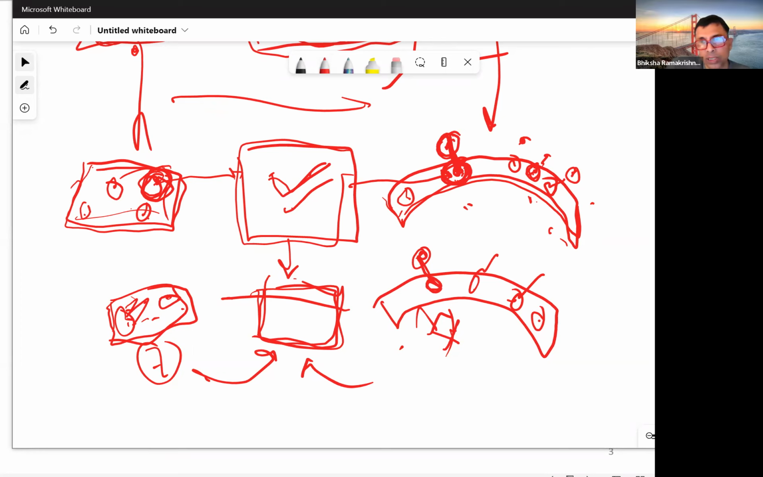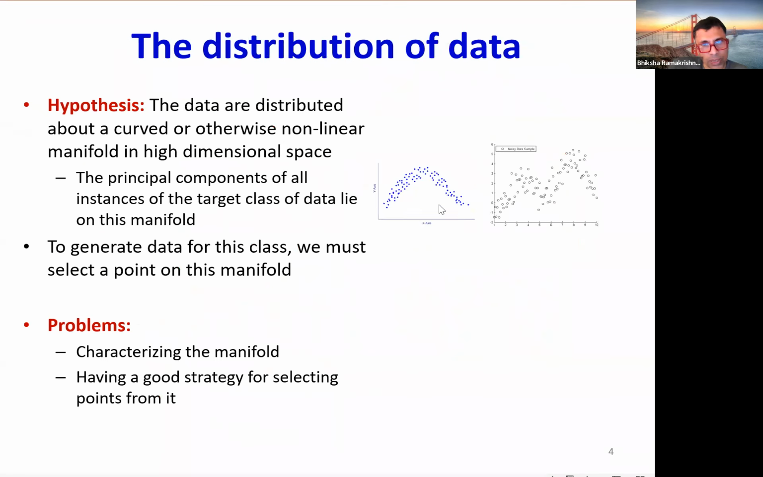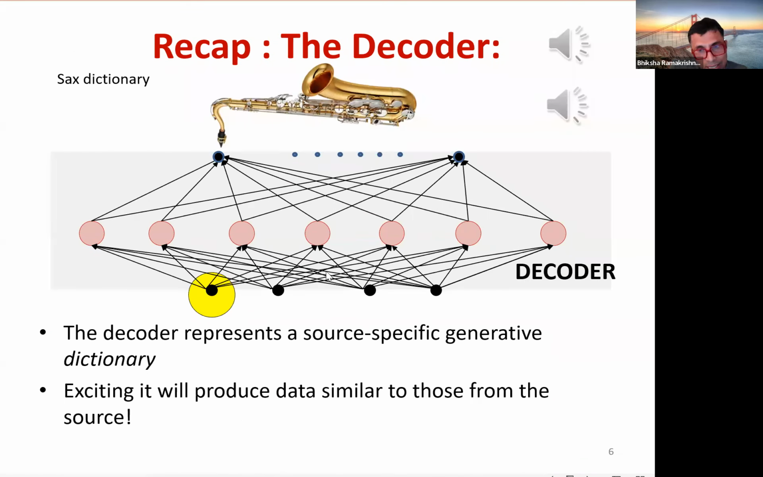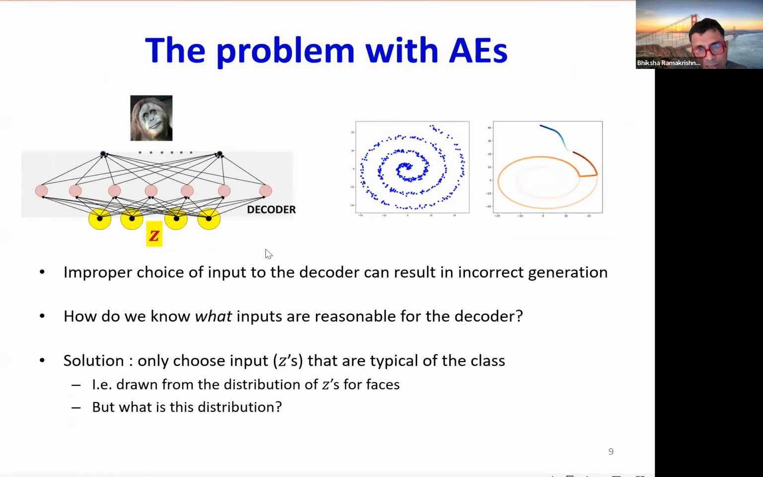And that was what we were doing out here. What we said was the data are distributed around a nonlinear manifold in high dimensional space. To generate a data point for this class, you must select a point from this manifold and add some noise, but skip the noise. Assume that's exactly on the manifold for now. And we found that the decoder of an autoencoder transforms this low dimensional latent space to this curved surface in the output space.